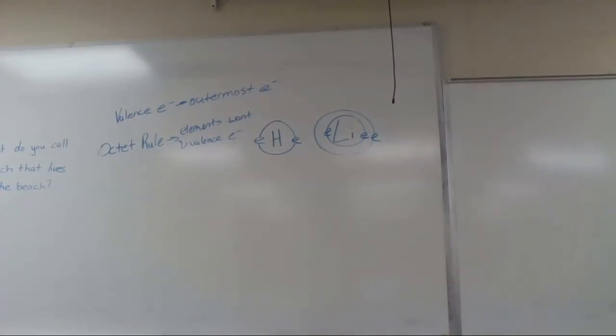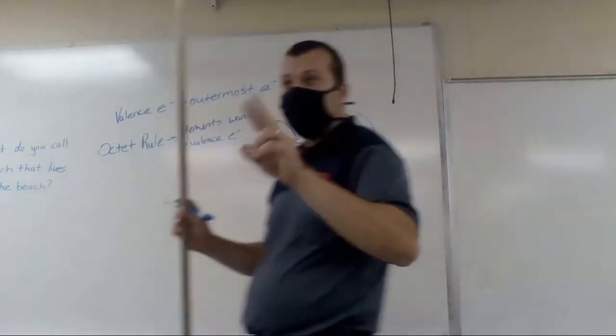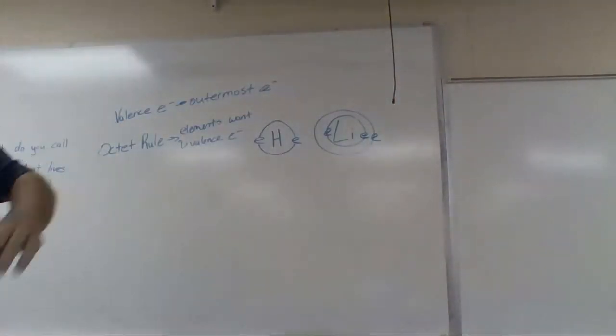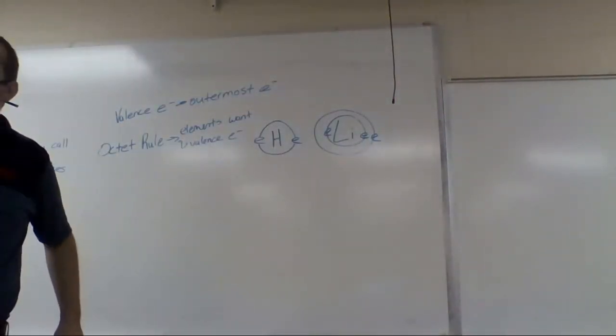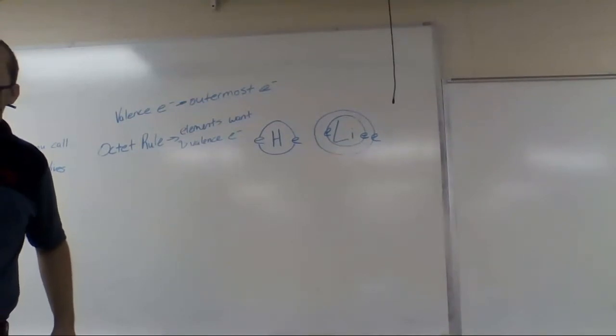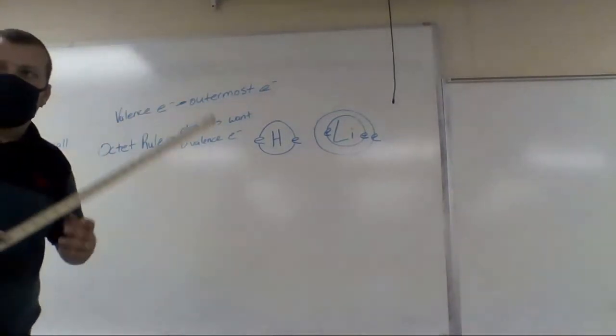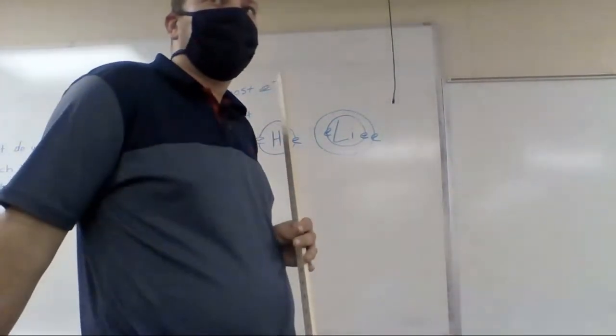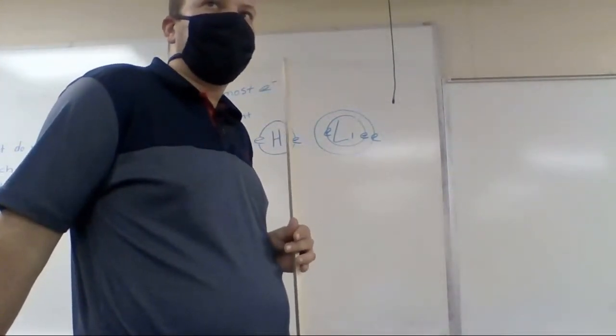Hydrogen and helium. All right, I just went over hydrogen. Hydrogen can only have up to 2 valence electrons. Same with helium. Helium's in the same period. So hydrogen and helium only want 2. Everybody else wants the golden number 8. Does that kind of make sense? Yeah? All right.